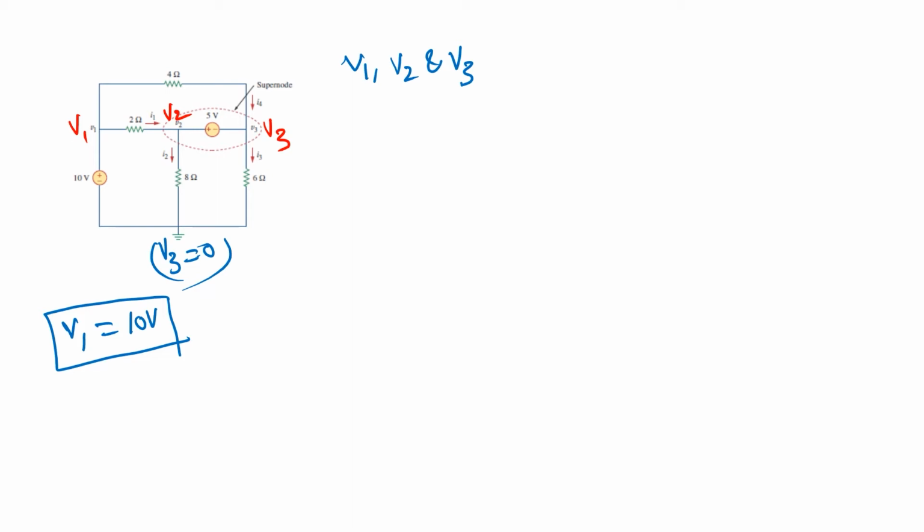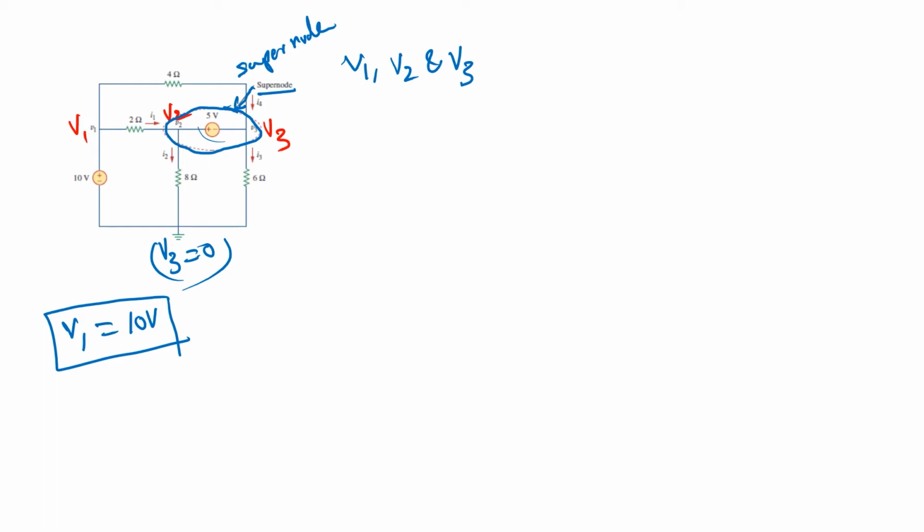Next, how do we find V2 and V3? You see that this 5 volt source is connected between two non-reference nodes. So what you have to do is make one circle around it. We call it a supernode. Then we have to apply KCL and KVL.